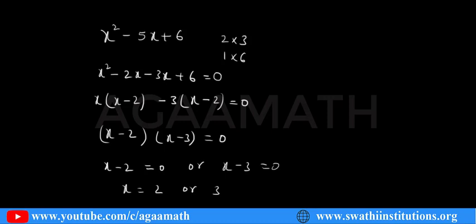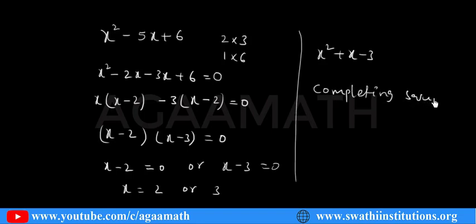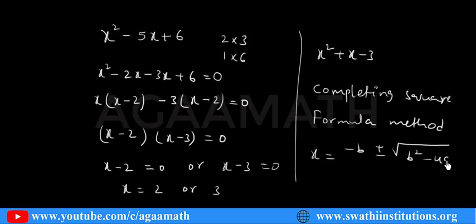But there are some other quadratic polynomials where we cannot use the factorization method. If I take an example like x square plus x minus 3, we cannot solve this quadratic polynomial using the factorization method, right? Then how do we find the zeros? We have the completing square method, but most students find it difficult to understand. We also have the formula method. Maybe it is easy, but we need more calculation. The formula is x equals minus b plus or minus under root b square minus 4ac, over 2a. We substitute the values into it, and we need more calculation here.